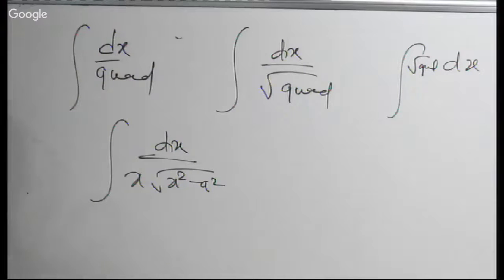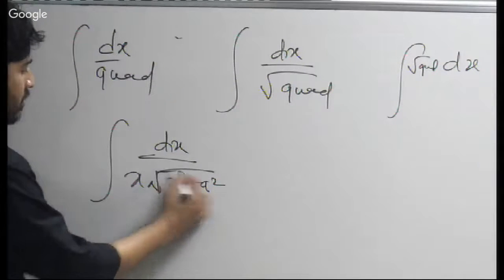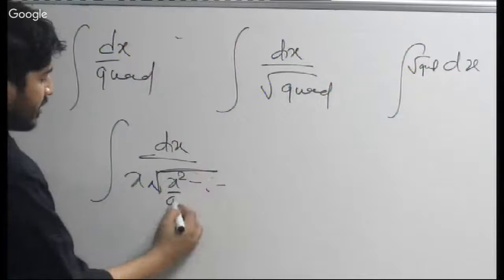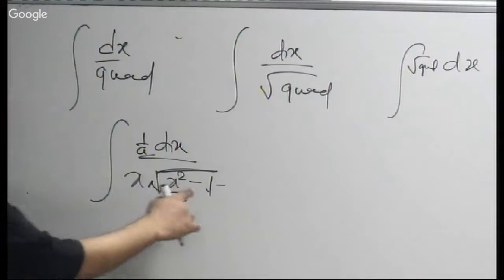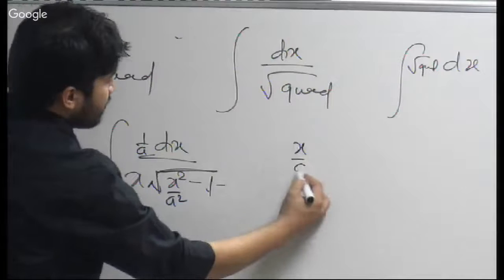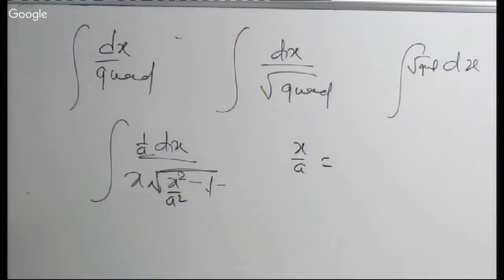How to derive this thing? Simple, the same way, x square by a square minus 1. This will be 1 by a. Right? Now I can say this. I am going to take x by a as sec theta.